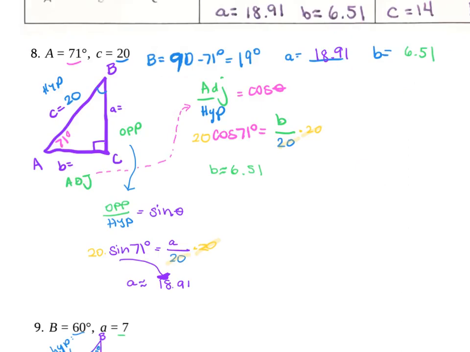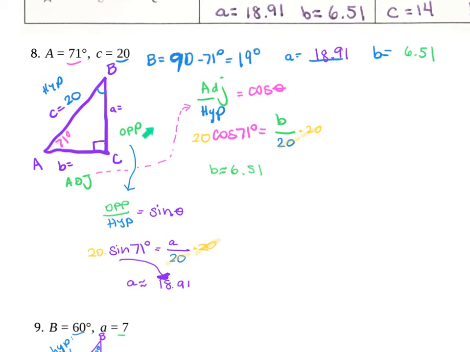So here is number 8. And so A is 71 degrees. C is 20. That's the side over here. And so to find the other angle B, we're going to take 90 degrees minus 71 degrees, and we get 19 degrees. So therefore, angle B is 19 degrees. Now, the other thing that's missing is we need the sides. We're given C, so we need to find A and B.